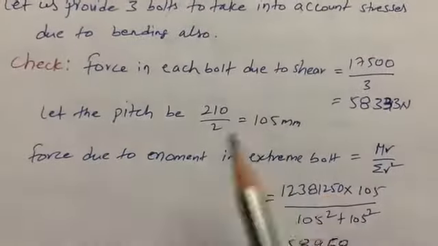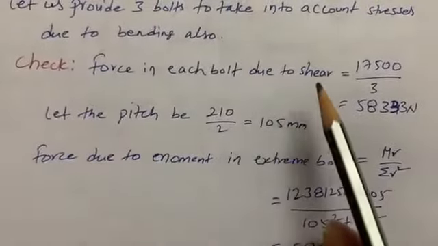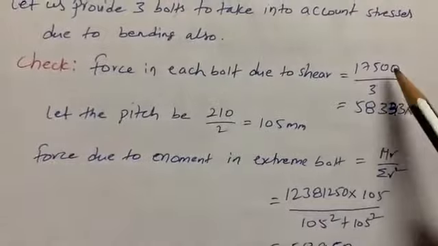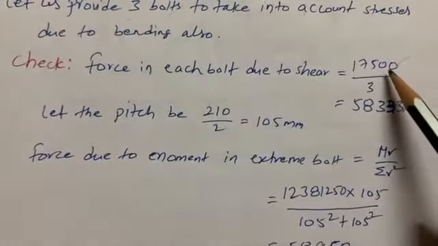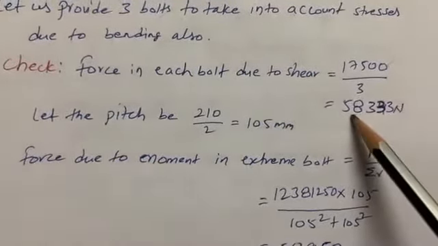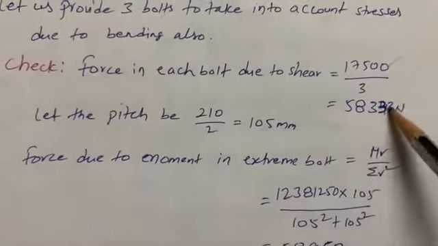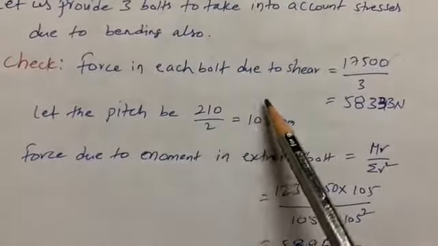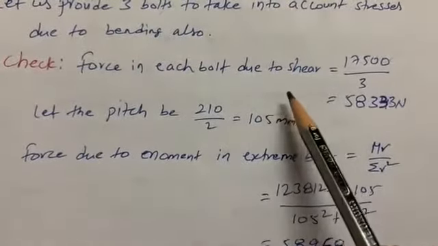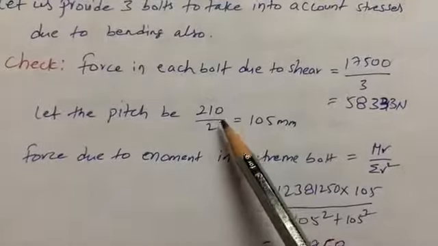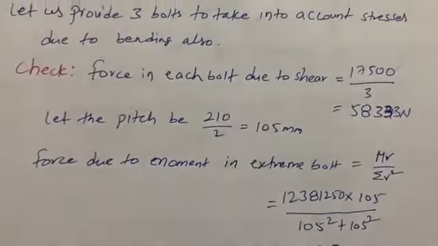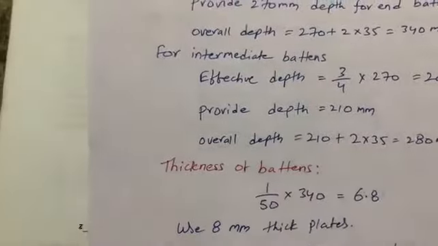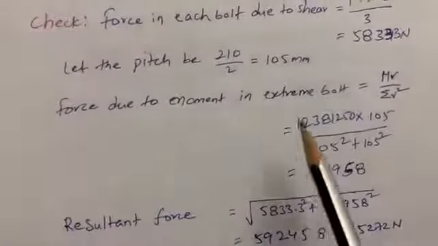Now I am going to check the force in each bolt due to shear. How much force is acting on each bolt due to shear? 17,500, which we already know, is the shear, divided by 3 bolts. So I got 5833.3 newtons. After that, let the pitch be. Pitch means the bolt to bolt distance, bolt center to center distance. For that, I am calculating 210 by 2. 210 is the depth we already provided. So 210 by 2 is 105.